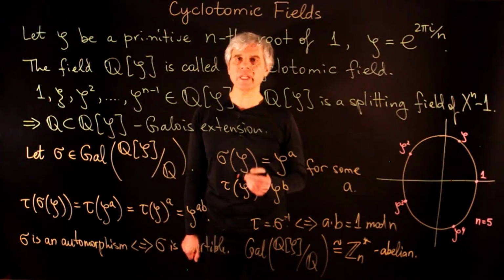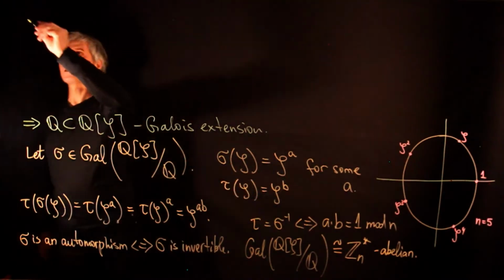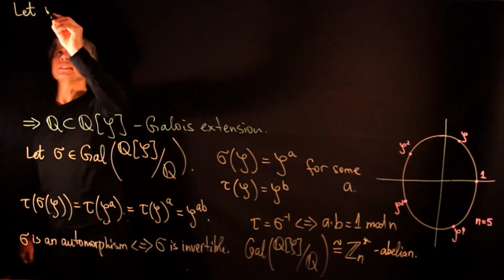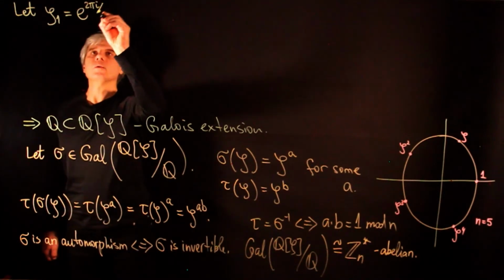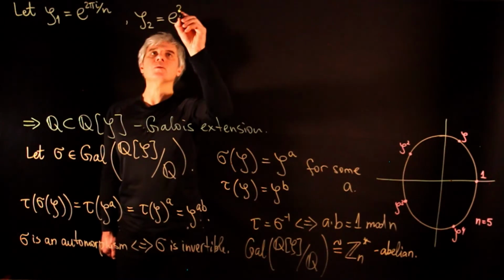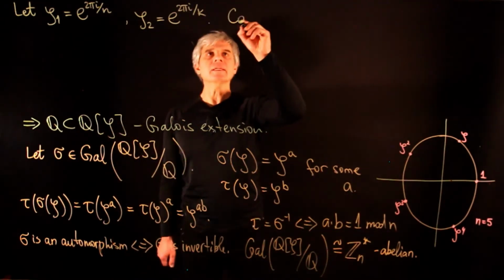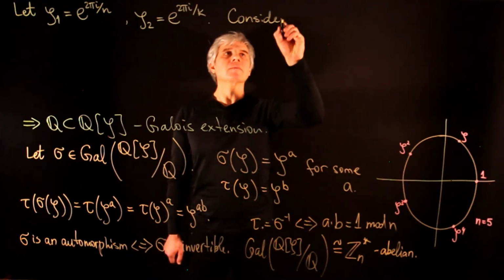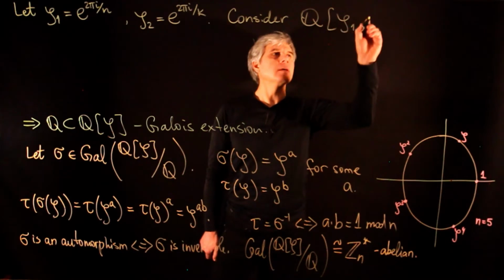Let us see what will happen if we join to Q two distinct roots of unity. Let zeta 1 be e to the 2 pi i over n, and zeta 2 be e to the 2 pi i over k. And consider the field Q with zeta 1 and zeta 2.